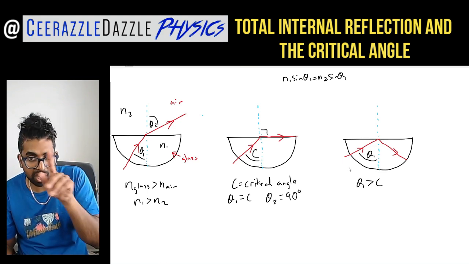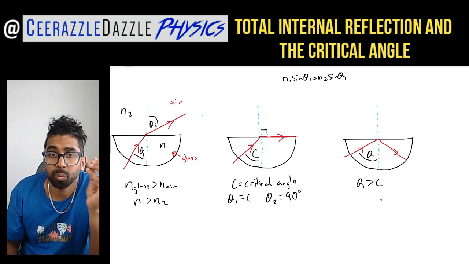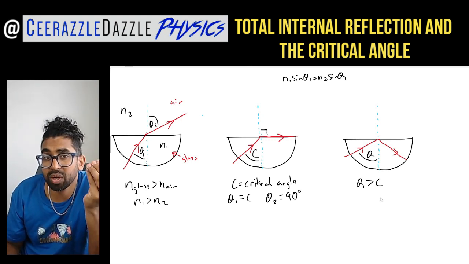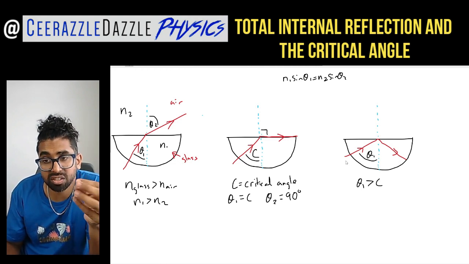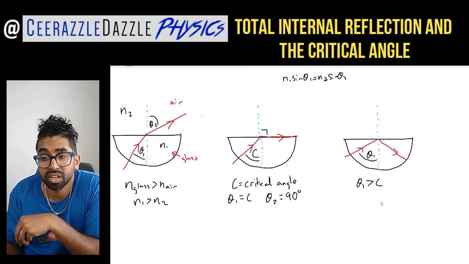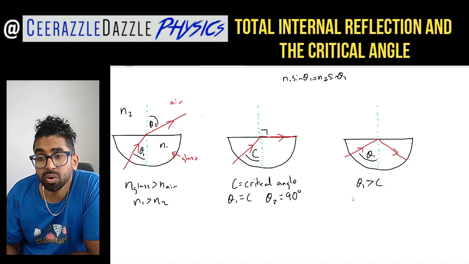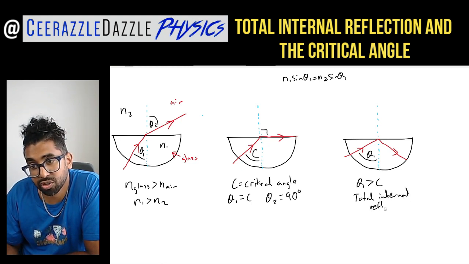So yes, it's perfect reflection within the glass itself. Therefore, we are going to call this total internal reflection. Why? There's reflection, it's internal within the glass, and all of it's going to be reflected. Hence why it's called total internal reflection. So theta 1 is greater than critical angle, total internal reflection occurs. Okay, excellent stuff over here.